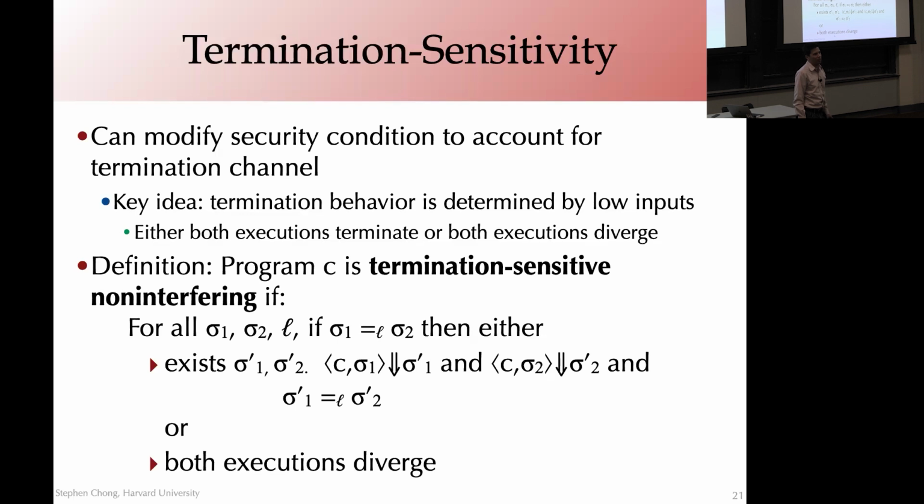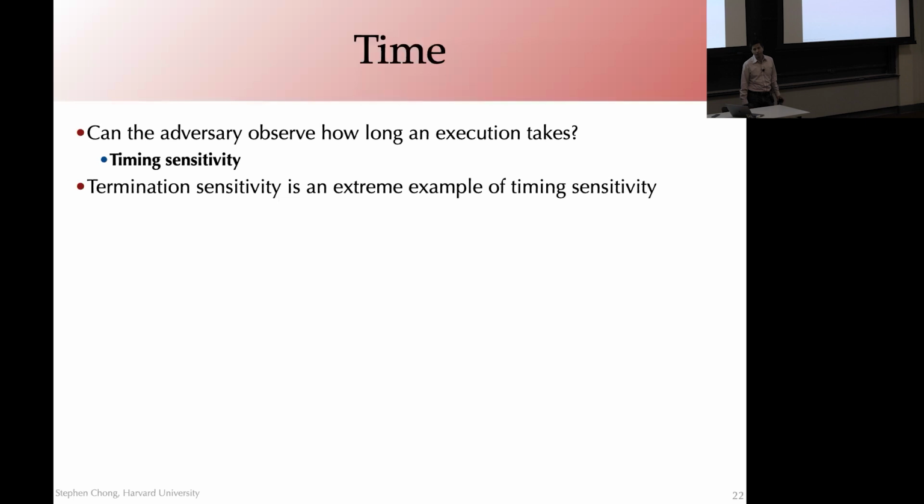Right, whether or not a program terminates is a pretty coarse-grained side channel, if you will. You get one bit of information for every execution: did it terminate or not. And so you're right, we might be interested in a more realistic approach of timing sensitivity. Can an adversary observe how long the execution takes? You can think about termination sensitivity as an extreme form of timing sensitivity, where the attacker can distinguish between finite and infinite. But more realistically, we might have attackers with stopwatches who are able to get finer-grained notions of how long an execution takes, even if it does terminate.